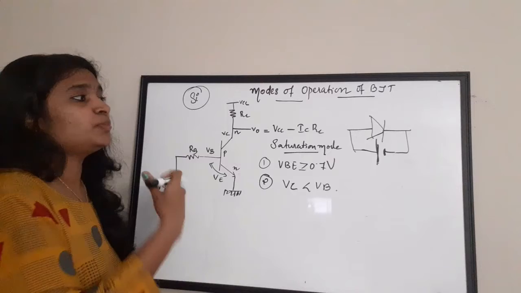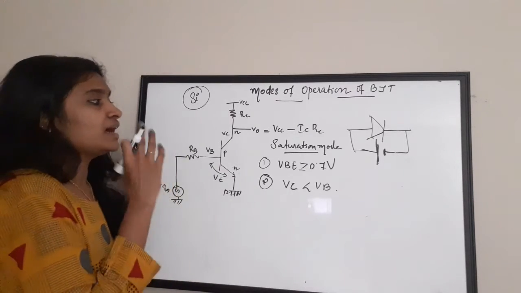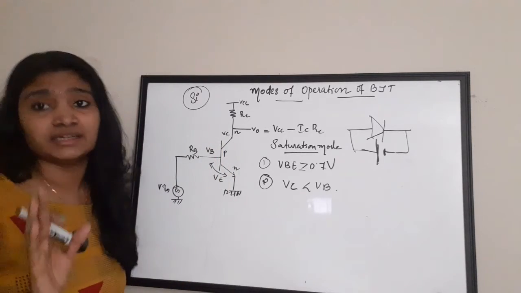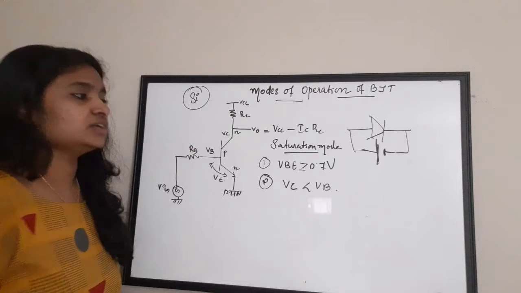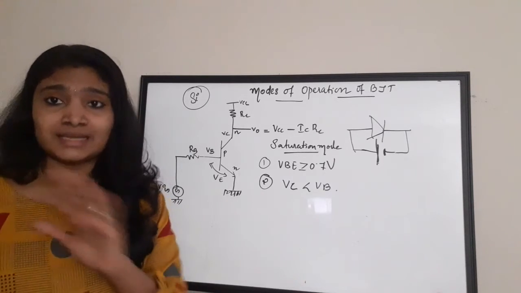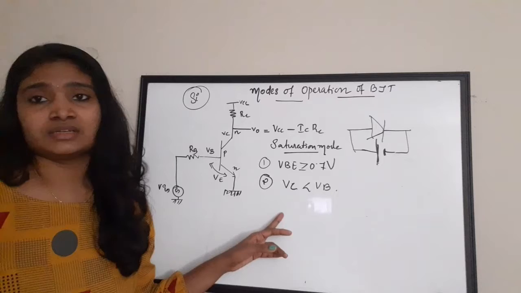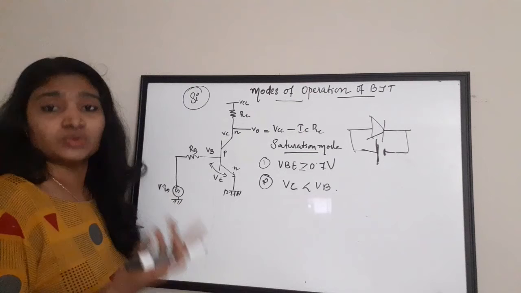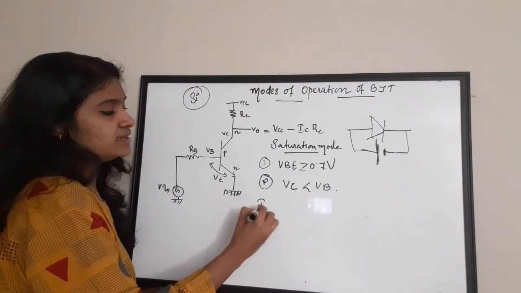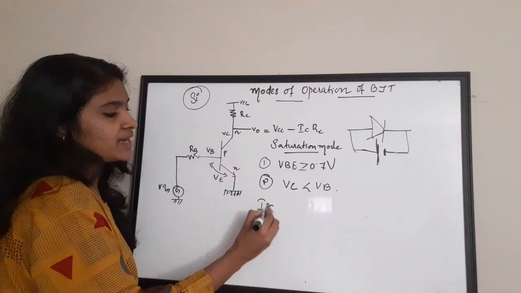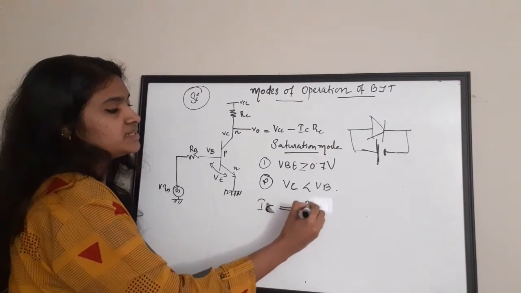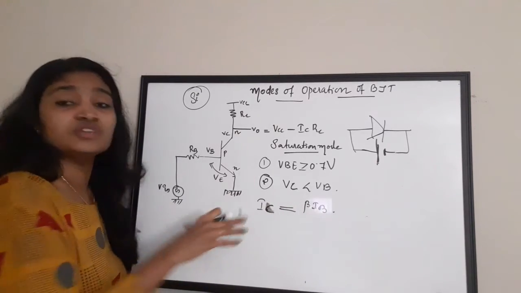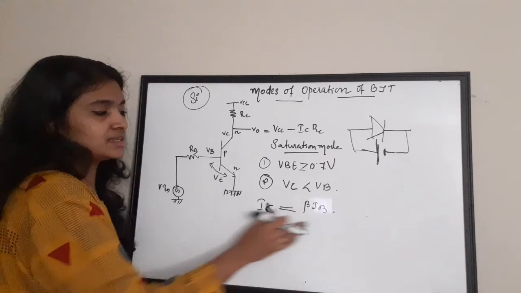While doing the problems, I have obtained in saturation mode mostly the voltage VC as negative. So if you are obtaining VC as negative, you can think it might be saturation mode mostly. So this is the case. Next, we have told that in saturation mode, as we increase IB, the relationship IC equals beta IB is not satisfied. That is, even if we increase IB, IC won't increase. It will get saturated.